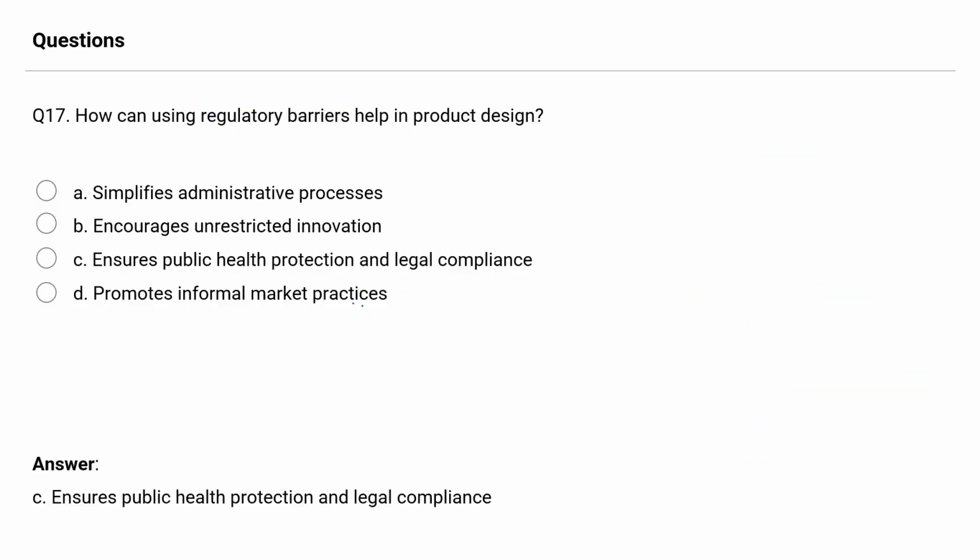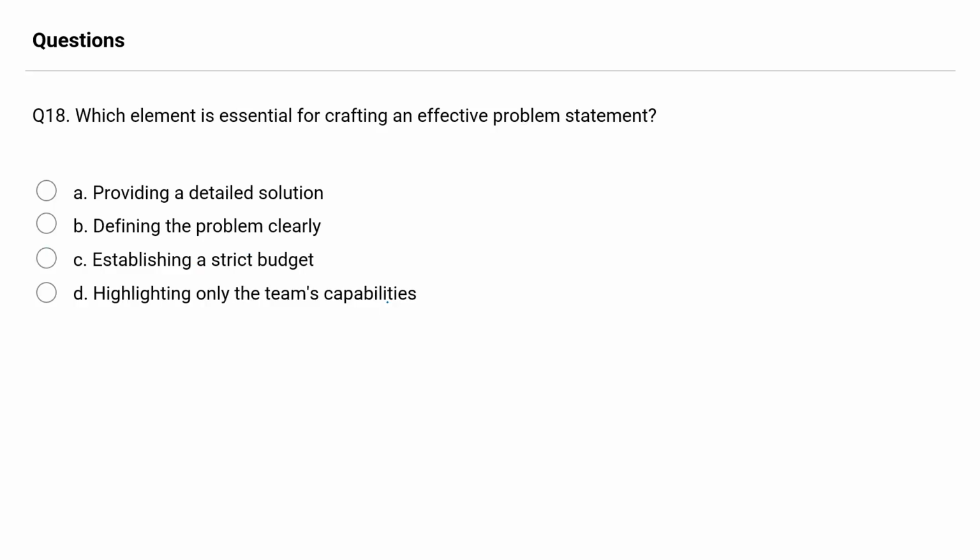Let's get the correct answer. It is option C, which is ensuring public health protection and legal compliances. Because the moment you get that certification, it means that you have a quality standard product and the customers believe that. It's kind of a mark which the customer believes in. And when you are following that compliance, it ensures public health protection. All right. So very well done. Let's go to our question number 18.